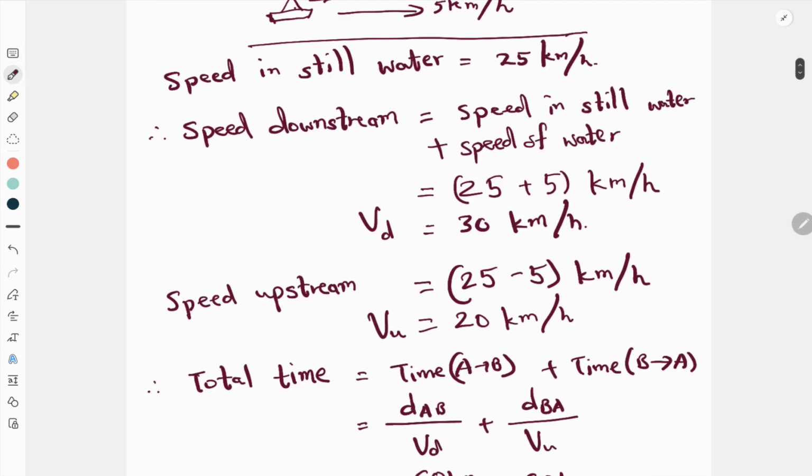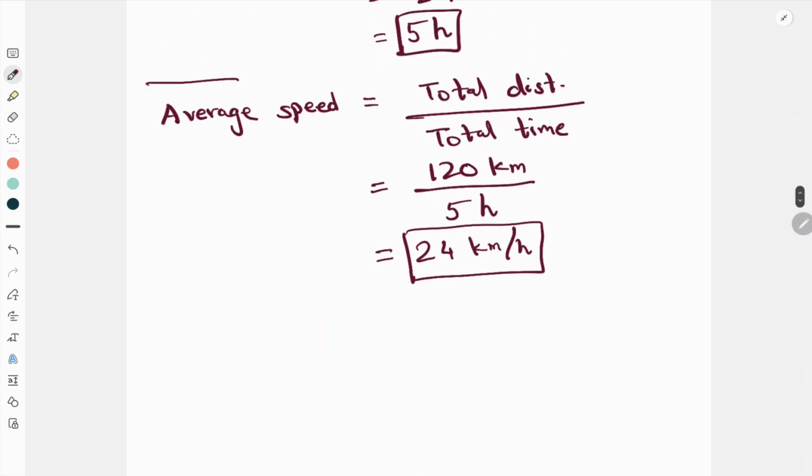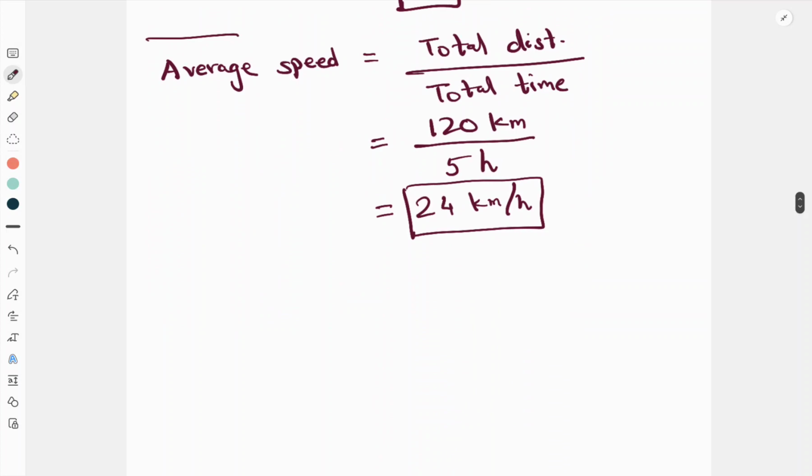So as we can see, if we are going downstream and then coming back upstream, then we don't get to simply take the average of the downstream speed and the upstream speed. We have to be careful here. If we were to take the average of the two speeds, then it would have been 25, because that's the average of 25 and 30. But it doesn't work like that. It is actually 24 kilometers per hour.